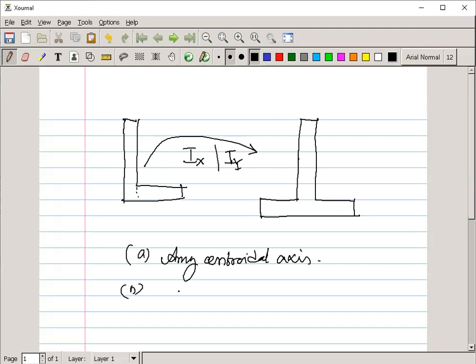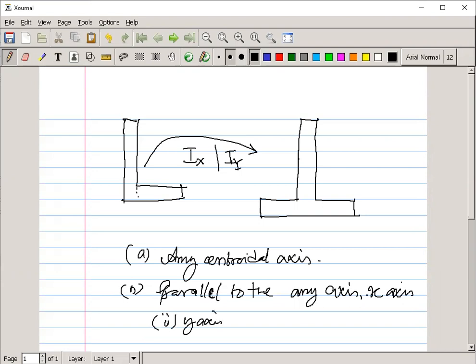centroidal axis, and B, parallel to any axis. So what we shall do, that is, with respect to x axis we have to find out, and with respect to y axis we have to find out. Question is clear? First one is the centroidal axis, need to find out of this T section.